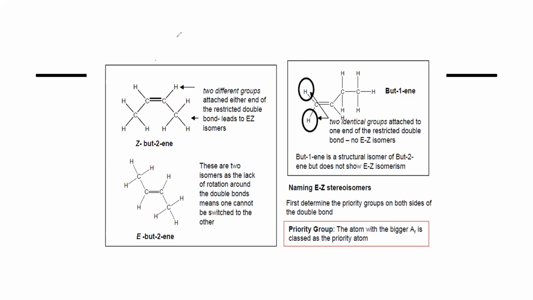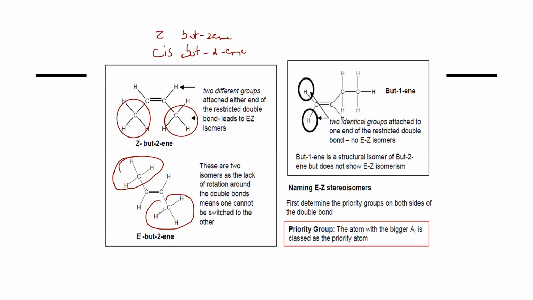Now we check the heavy group. We check only the carbons which have the double bond. So this is heavy and this one is heavy. So heavy groups are on the same side. If heavy groups are on the same side and identical, we can say it is cis butene, or we can also say it is Z butene. But for the second example, the heavy groups are on the opposite side, so it is trans butene or E butene.